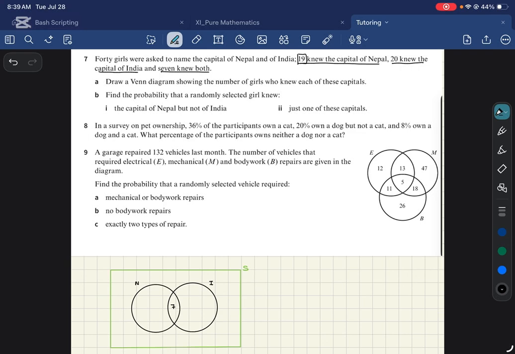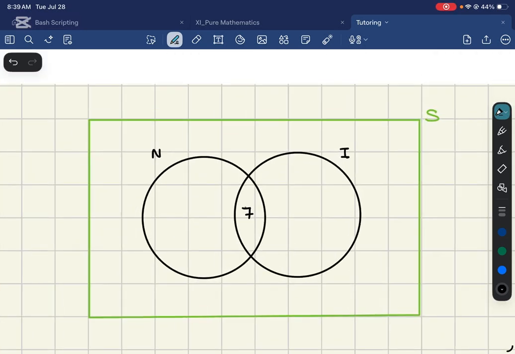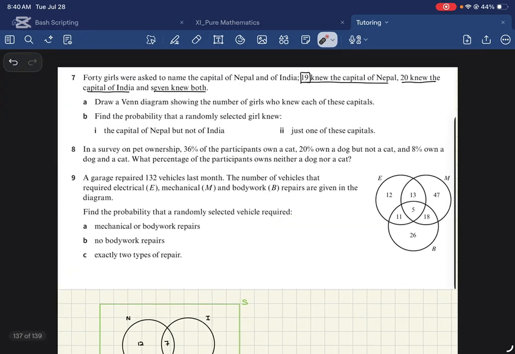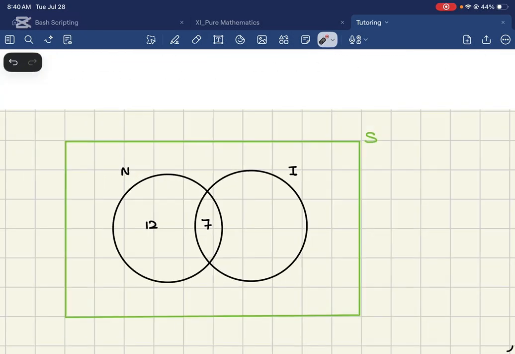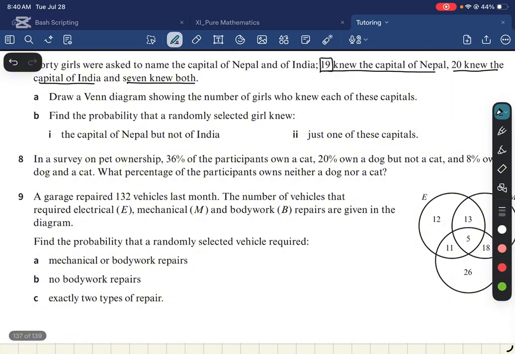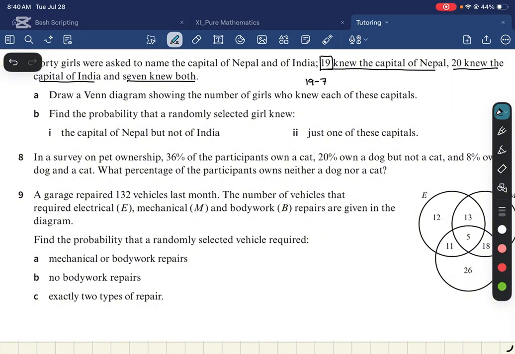19 knew the capital of Nepal. So 7 plus 12, right? In total, when we say 19 knew the capital of Nepal, we include the people who only knew the capital of Nepal plus the people who knew the capital of Nepal and India. So these two together have to add up to 19, right? So we have 12 people who only knew the capital of Nepal, 7 who knew the capital of Nepal and India both, and together we have 19 people who knew the capital of Nepal. So how do I get 12? 19 minus 7 gives me 12.